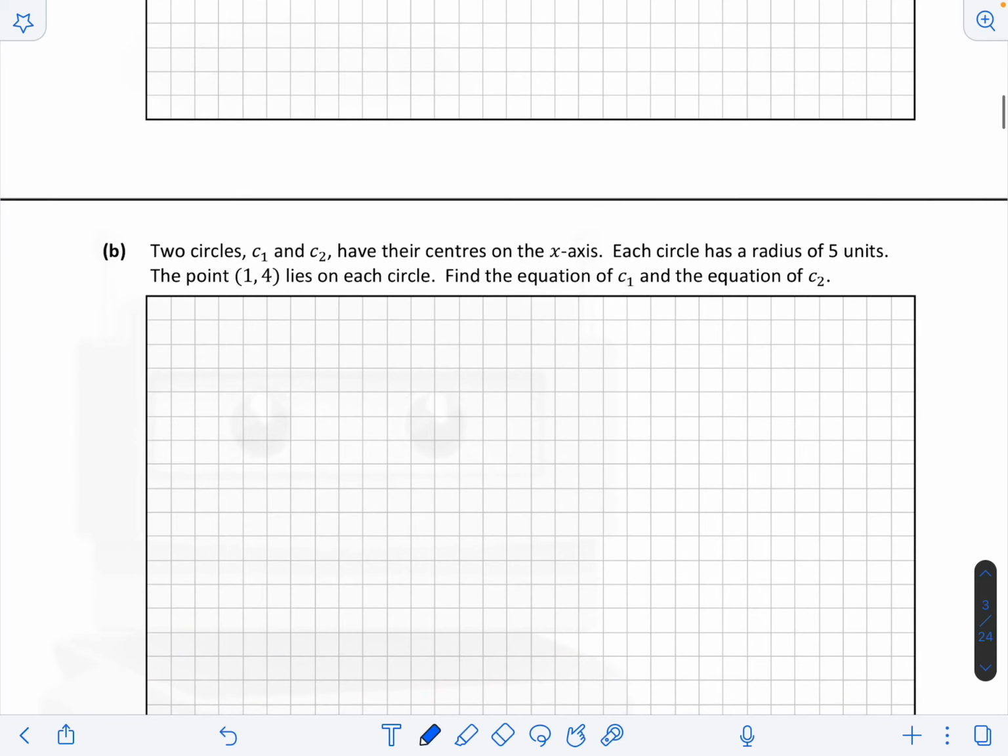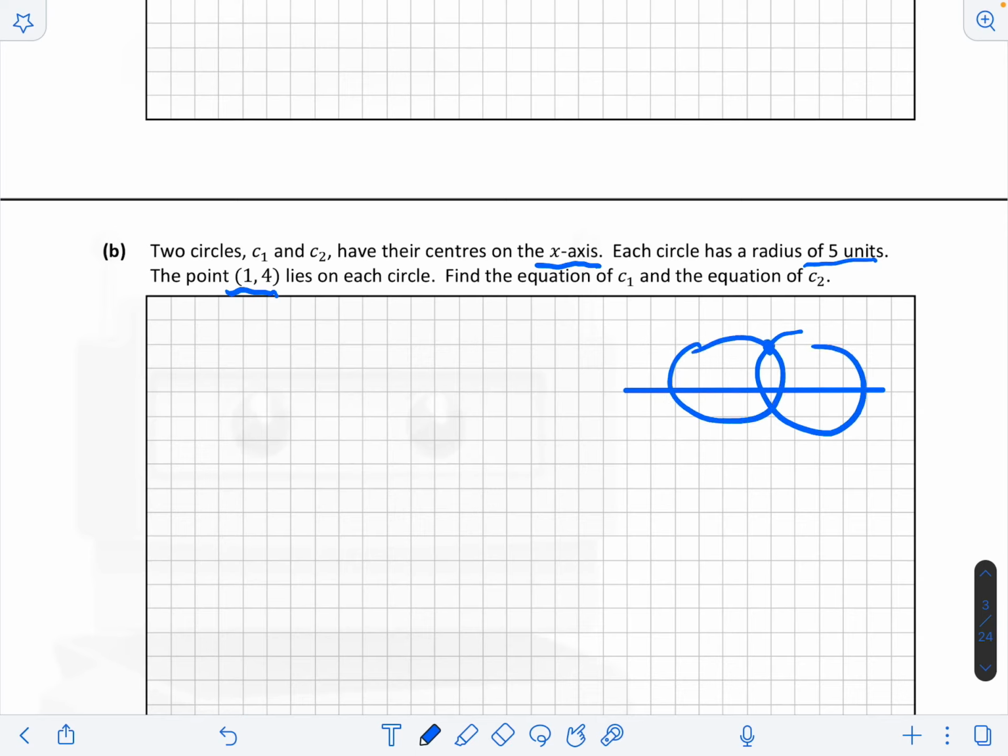We have two circles, and they're telling us their centers are on the x-axis. Each of these circles has a radius 5, and they both pass through the point (1, 4). So I'm just going to make an illustration so I can see what they're talking about. I have a circle here, a circle here. I don't really know where, I don't really care to. At that point, let's say is (1, 4), and their centers are on the x-axis.